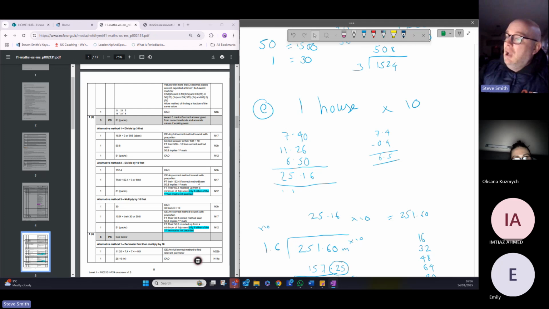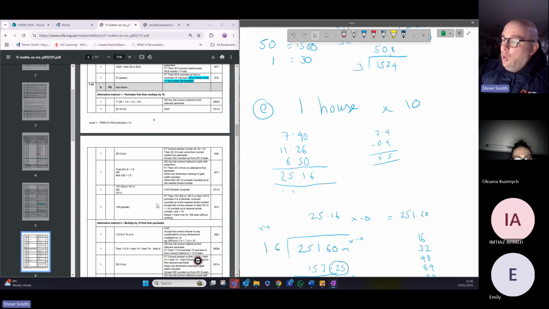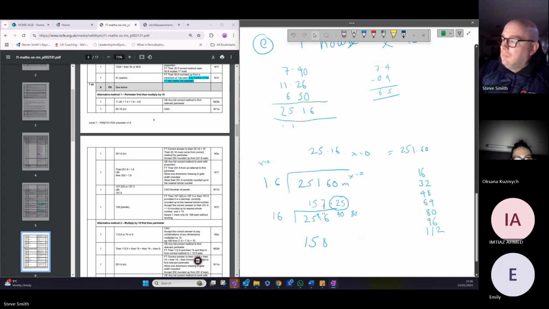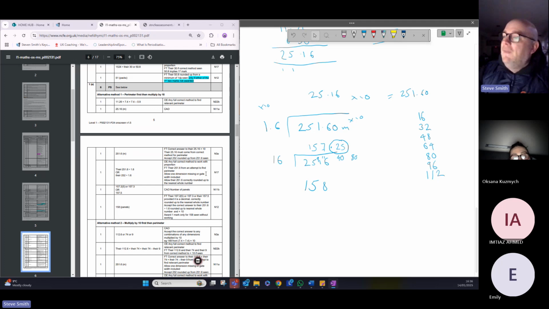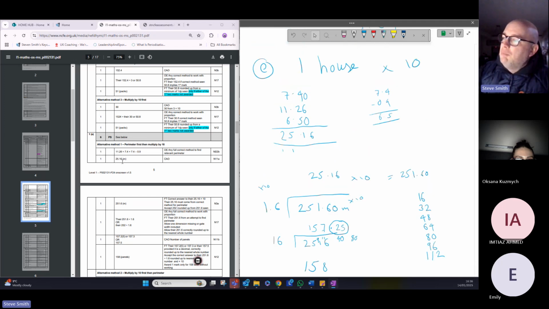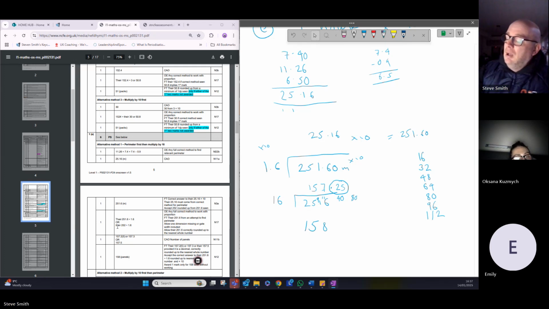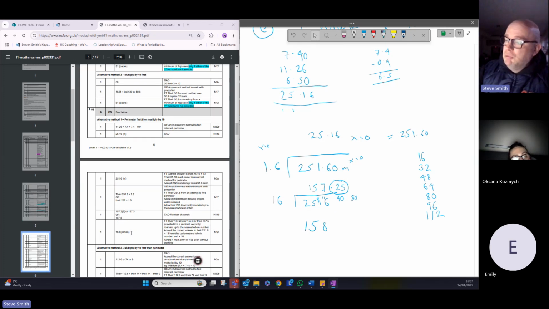And then the last question, the beast, the 6-pointer. We've got 158 panels and they have 158 panels. How did they do theirs? Let's have a quick look. They worked out how far it was round each house, 25.16. Yes, we did that. They multiplied it by 10 for 10 houses. We did that. And then they divided that by the length of each fence panel. We had 157.25. Yeah, we did. And then they rounded up to 158.